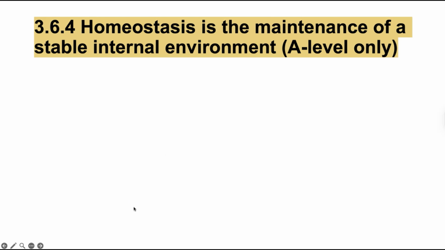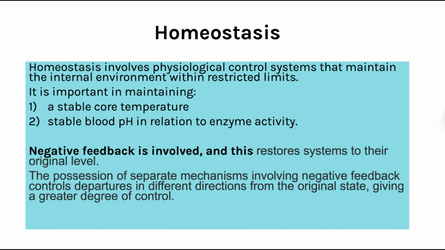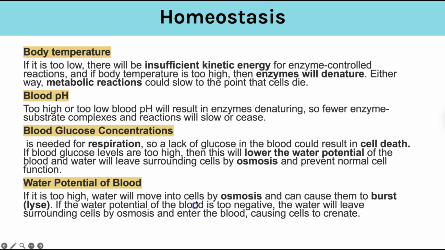Next then is 3.6.4, homeostasis. Homeostasis involves physiological control systems that maintain the internal environment within restricted limits. And it's important in maintaining things like a stable body temperature, stable blood pH for enzyme activity. Negative feedback is involved, and this restores systems to their original level. And the possession of having separate mechanisms, so one that can bring levels back up, one that can bring it back down, give better control to get it back to the original state that it should be at.